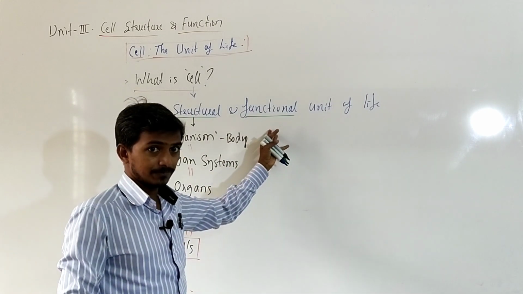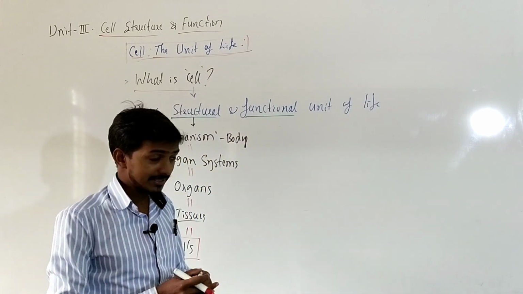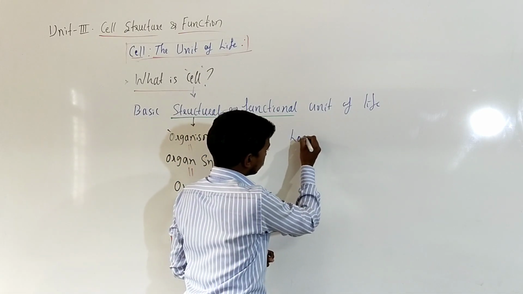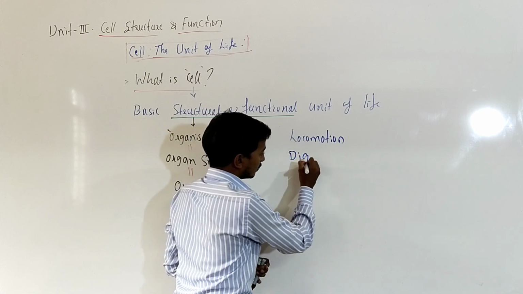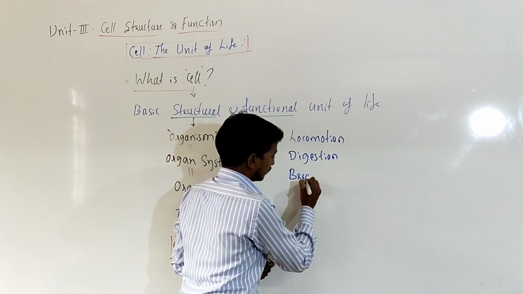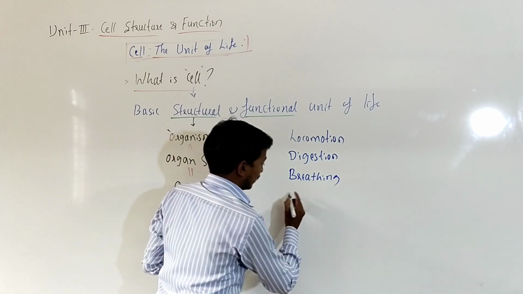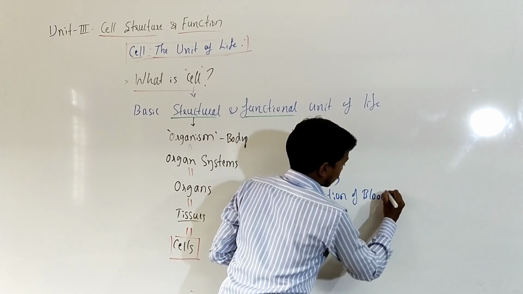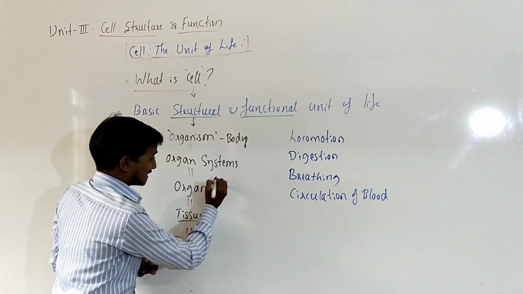Then how functional unit of life? We should understand why the cell is called a functional unit of life. Let us name some of the functions of our body like locomotion, digestion, that is breakdown of the food, breathing, that is we intake oxygen, give out carbon dioxide, then circulation of blood. All these functions are performed by some of the organ systems.